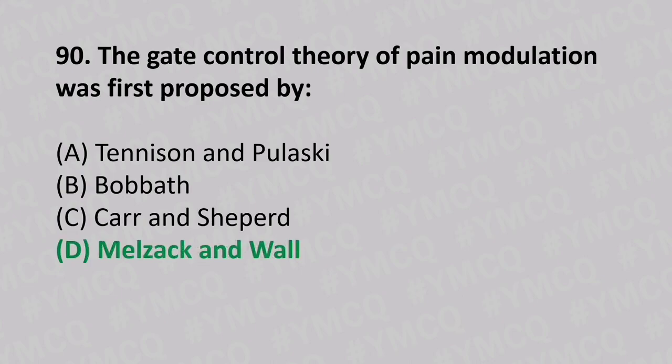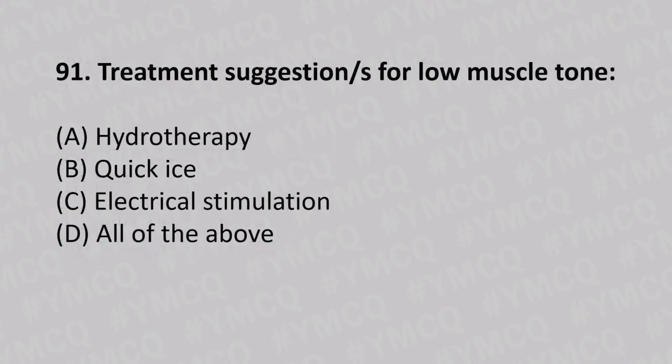Moving to our 91st question, treatment suggestions for low muscle tone: option A, hydrotherapy; option B, quick icing; option C, electrical stimulation; option D, all of the above. And the answer is option D, all of the above.